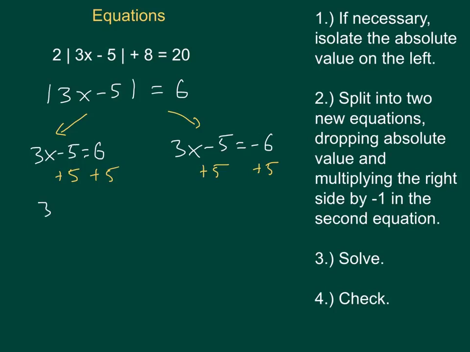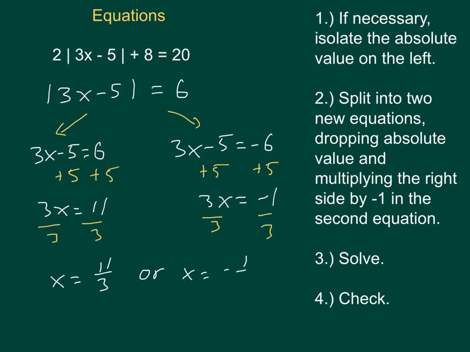That'll leave us with 3x equals 11, 3x equals negative 1, then dividing by 3, we'll get our solutions. X equals 11 thirds, or x equals negative 1/3. Since it can't be both 11 thirds and negative 1/3, it's going to be these two. So I'm going to have those two solutions, and that's solving. That's step 3. And for step 4, I just check.